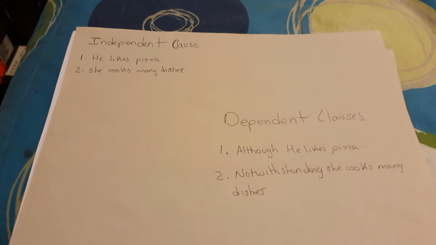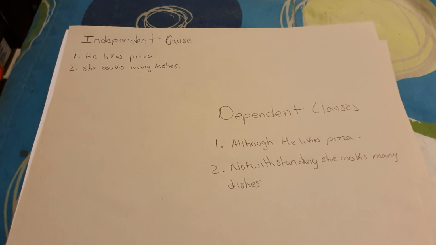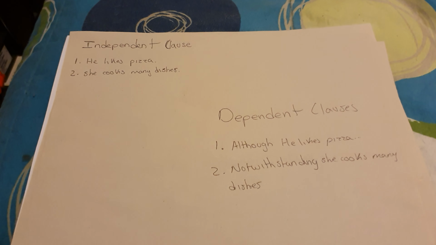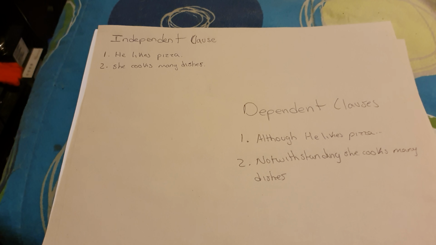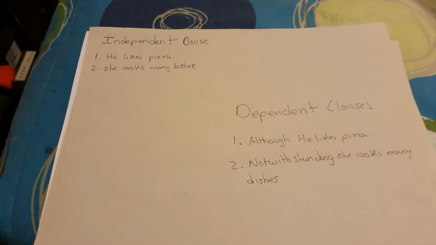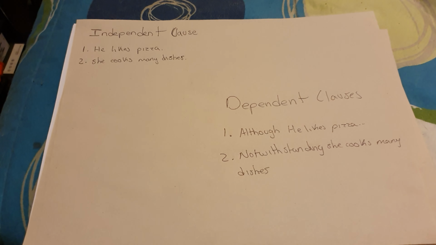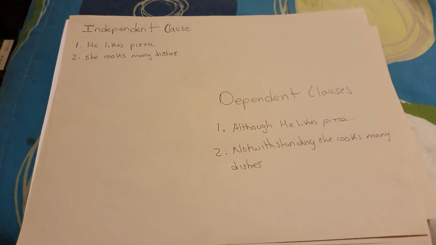Hi, today I'm going to explain about types of sentence. So first of all, I want to explain independent clause and dependent clause in order to be clearer in my explanation. So first of all, independent clause can stand alone as a sentence.